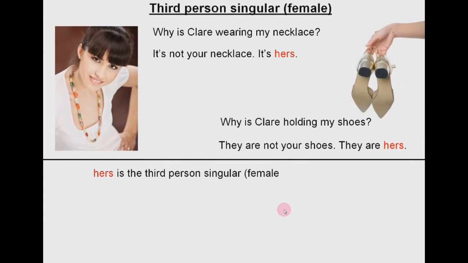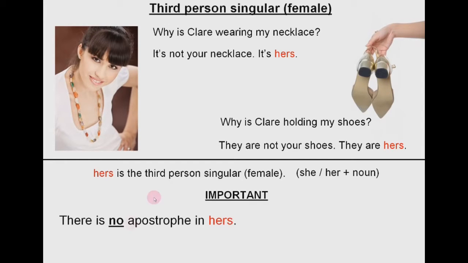Hers is the third person singular, female. And the personal pronoun is she, and her plus noun is the possessive adjective. Important, again, when we are writing, there is no apostrophe in hers. This is very important. "They are hers" with an apostrophe is wrong. And this is right. This is correct.